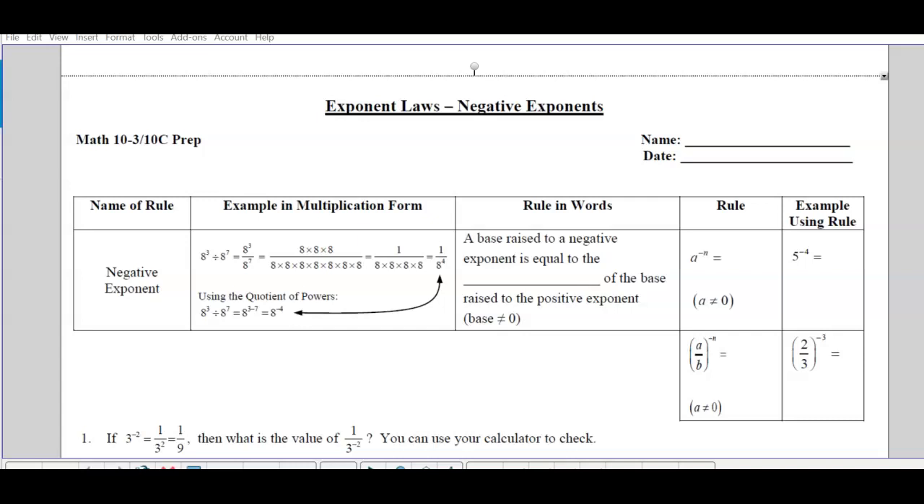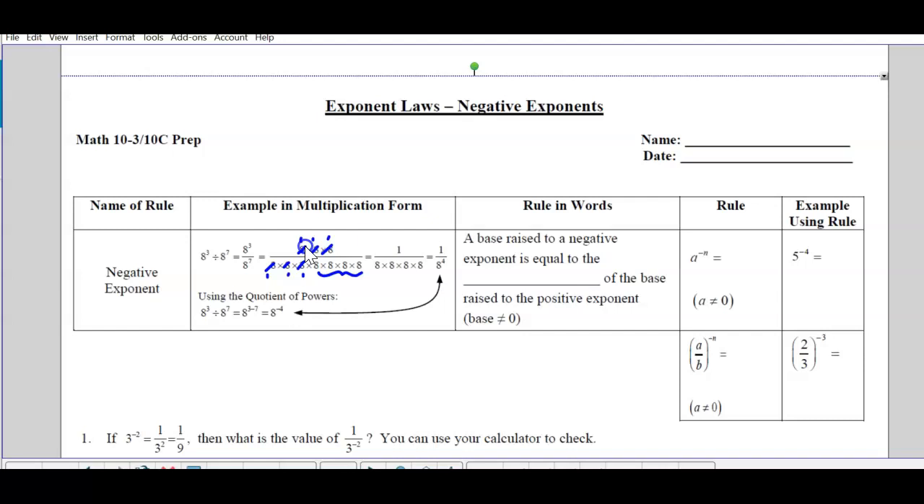So here is an example where we're dividing 8 cubed by 8 to the 7th. So the exponent on the divisor is bigger than the exponent on the original. So when we show this the long way, we have 3 8's up top, 7 8's in the denominator, and we divide out the common factors. Okay, so we divide out 3 8's. What we're left with is 4 of them. So that's the same as 1 over 8 to the 4.